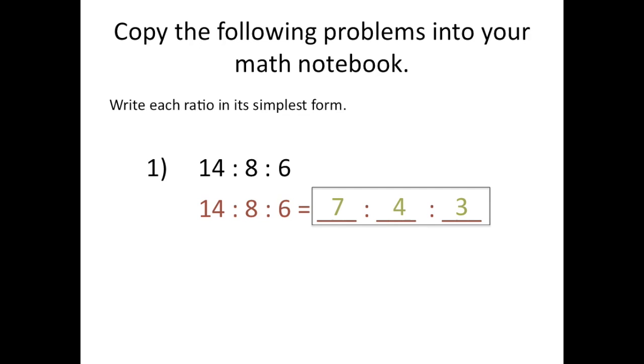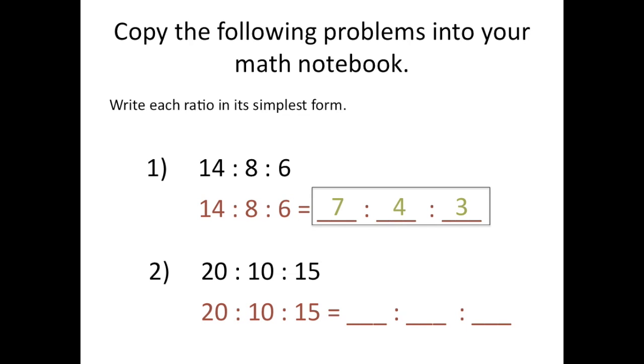Now let's go ahead and try one more. Write down 20 to 10 to 15. And again, we're going to want to ask ourselves, 20 to 10 to 15 is equal to or the same as what to what to what? So we're going to look for another common factor. And we want to find the greatest common factor so that we can divide and get our ratio in simplest form. So pause the video and give it a try. When you're ready for the answer, click play.